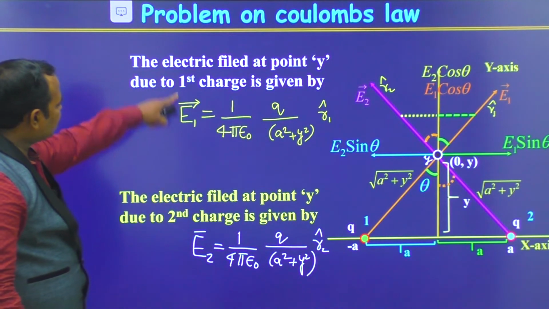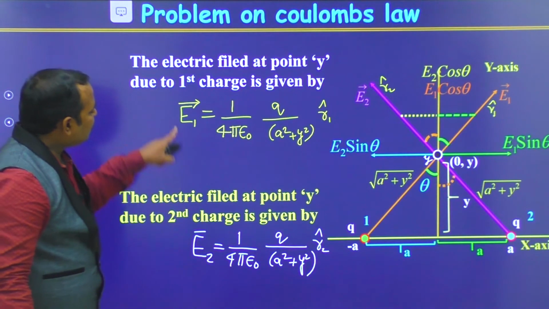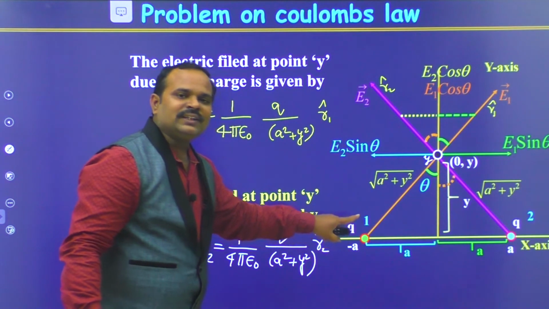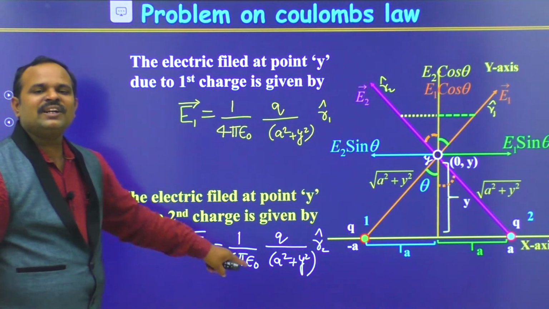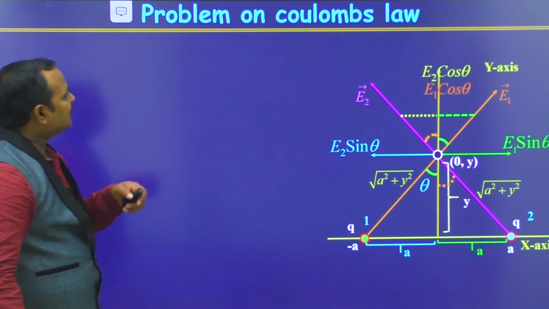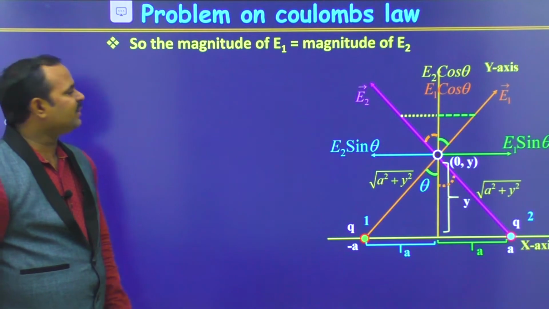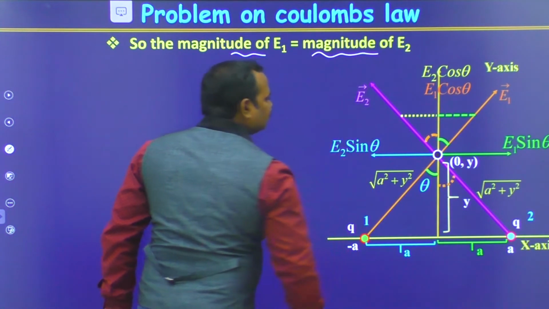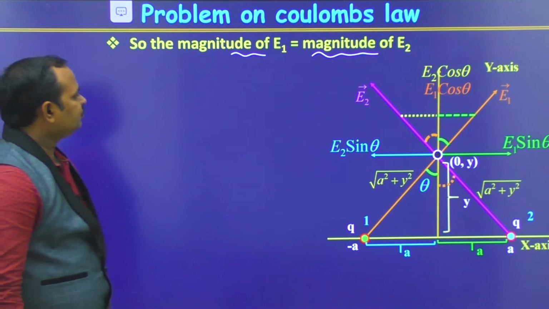Now if you see here in both cases, except the direction, the magnitude of the electric field produced by the charge 1 and the electric field produced by the charge 2 is same. Both are same except the direction. That means the magnitude of E1 and magnitude of E2 is same. That means the magnitude of E1 is equal to the magnitude of E2. So we can write E1 is equal to E2.